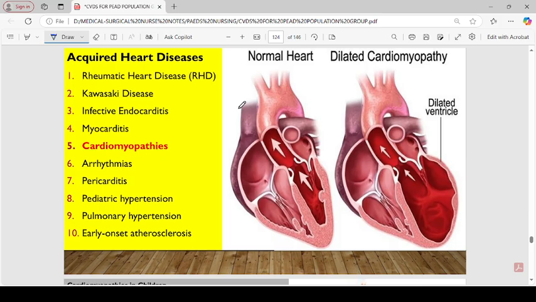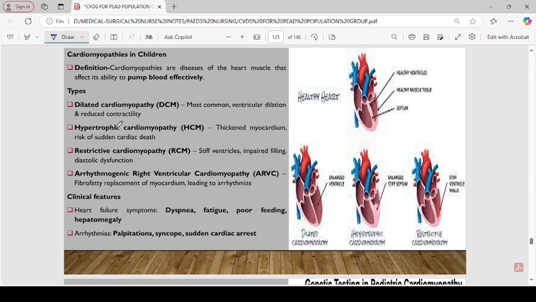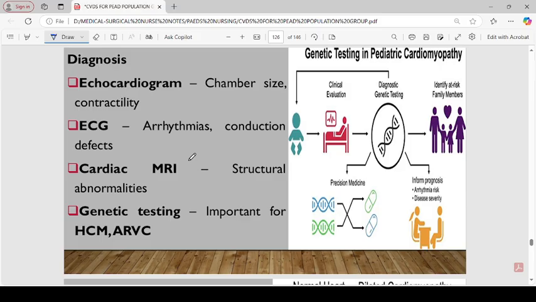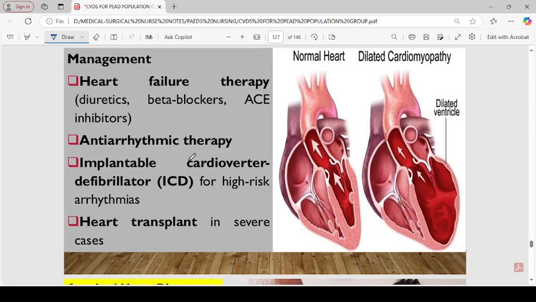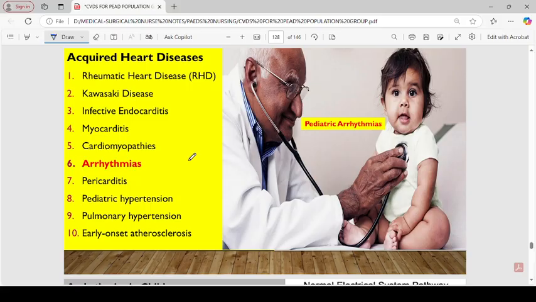So all those are examples of acquired heart diseases. The others include cardiomyopathies. So we could have dilated, hypertrophic, restrictive, and arrhythmogenic, but the most common ones in this case are dilated and hypertrophic cardiomyopathy. Diagnosis, you could do an echo to look at chamber size and contractility, ECG for arrhythmias and conduction defects, cardiac MRI for structural abnormalities, or genetic testing, important for the HCM and ARVC types. Heart failure therapy, so you give diuretics, beta blockers, ACE inhibitors, antiarrhythmic therapy, or implantable cardiac defibrillator, that's ICD, for high risk arrhythmias, and heart transplant in severe cases.